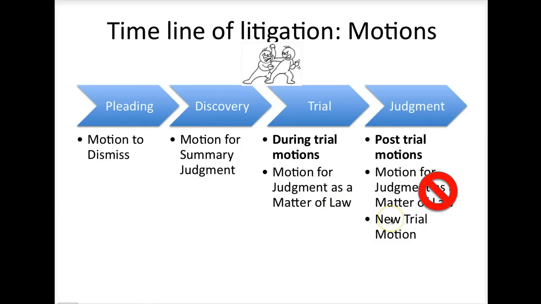The second motion that you can file after the trial is a new trial motion. A new trial motion asks the court to undo the judgment and then to have a new trial. In other words, to impanel a new jury and to hear the evidence over again and let a new jury bring in a new verdict. So it is in a sense a request for a do-over, that you go back and redo a new trial.